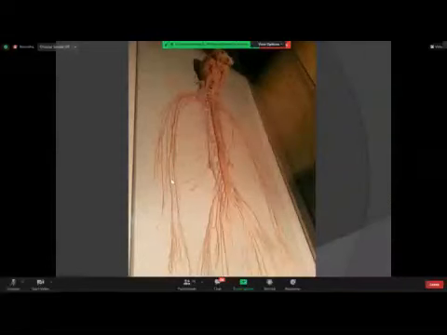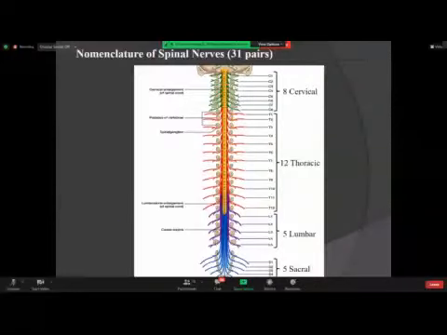Now, this is where the spinal nerves start. Right outside the cranium, there is our C1, and then there are 8 cervical, 12 thoracic, 5 lumbar, and 5 sacral, and 1 coccygeal, which is mostly integrated into the 5th sacral region. So it's not really very different than anything else. But these are the main divisions that you see.